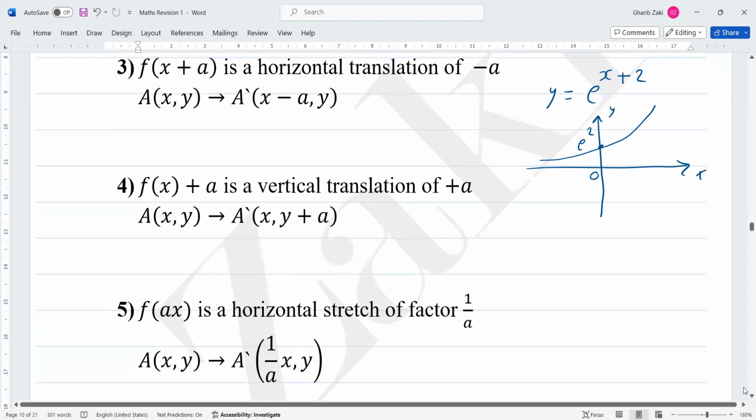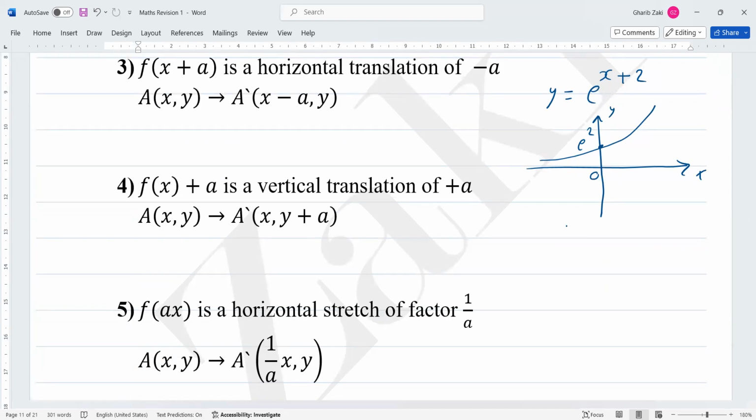What about f of x plus 1? It is a vertical translation. And sometimes in curves of e, it will have an asymptote. So for example, y equals e power x plus 2. It is a vertical translation of scale factor 2 and asymptote y equal to 2. Then this is the x-axis and this is the y-axis. Now this is the asymptote, y equal to 2, and this is the curve.